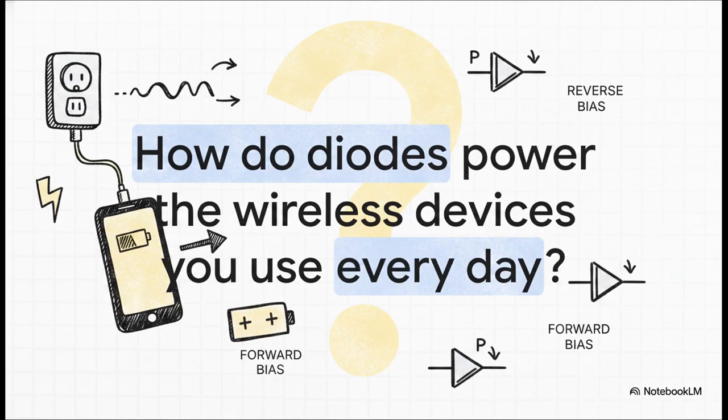Consider this. The power coming out of your wall socket moves back and forth as alternating current, yet your smartphone battery requires a steady, one-way direct current to actually charge. Thanks to the simple principles of forward and reverse bias we just explored, the PN junction makes modern life as we know it possible. Keep that in mind the next time you plug anything in.